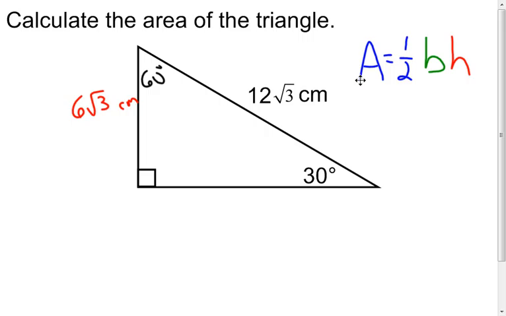And then to go from the short leg to the long leg, I remembered I needed to multiply by root 3. So if I take my short leg, which is 6 root 3, and I multiply it by root 3, this part right here is equal to 3, and 6 times 3 is 18. So the long leg of my 30, 60, 90 triangle is 18 centimeters.